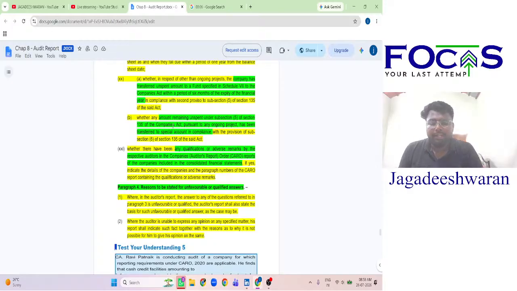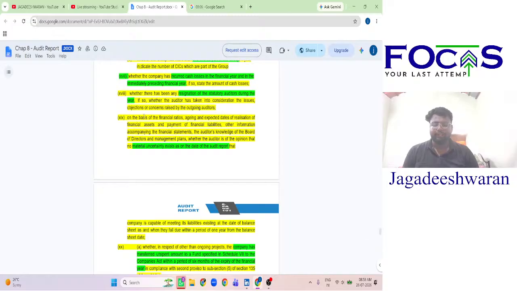So we will see whether there have been any qualification or adverse remarks by the respective auditors in the company's auditors report order, that is CARO, of the companies included in the consolidated financial statement. So either adverse remarks or else any qualification. If yes, indicate the details of companies and paragraph numbers of the CARO report containing the qualification or adverse remarks. So if there were any adverse remarks or qualifications in the 20 clauses we just saw, we have to mention the clause number and also what the adverse remarks are in clause 21. Okay, this is what clause 21 is about.